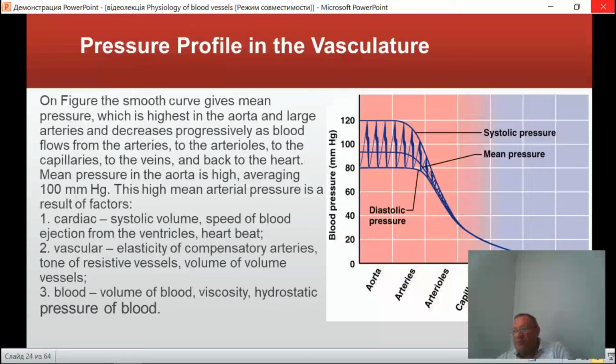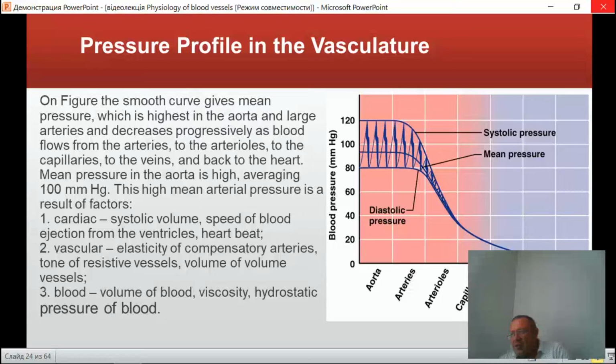On the figure, the smooth curve gives mean pressure, which is highest in the aorta and large arteries and decreases progressively as blood flows from the arteries to the arterioles, to the capillaries, to the veins, and back to the heart. Mean pressure in the aorta is higher, averaging near 100 millimeters of mercury.